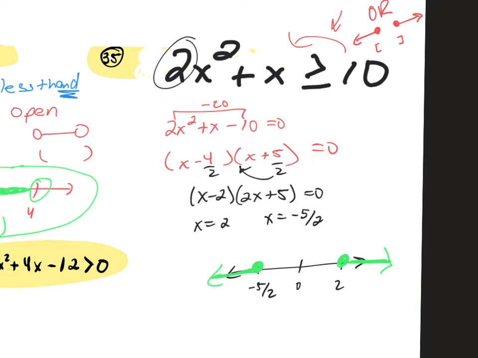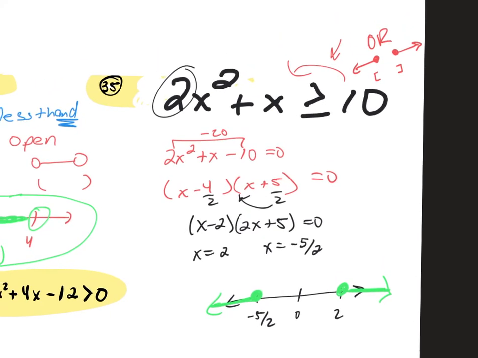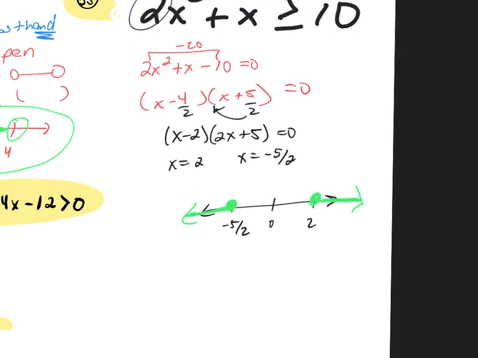Now check 0. Should 0 work? Did I color over 0? No. So 0 should not work. So when I plug 0 in here, should 0 work? No. So 2 times 0, 0 plus 0. So I have 0 is greater than or equal to 10. Is that a true statement? No. So we're correct and 0 shouldn't work. Adrian, I'm not picking on you. This is just a good time.